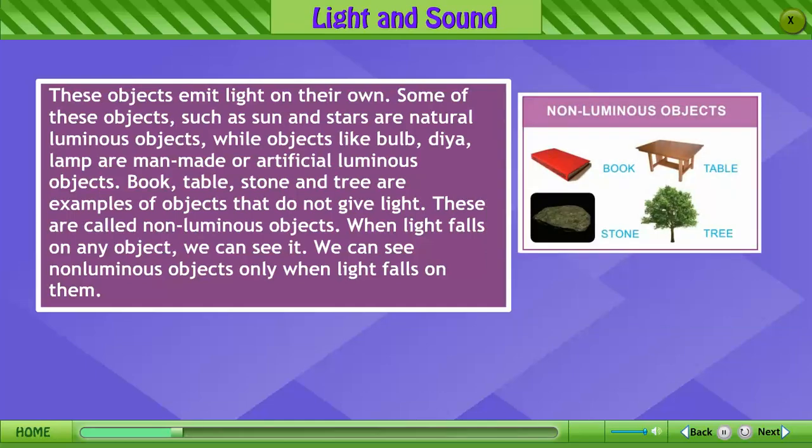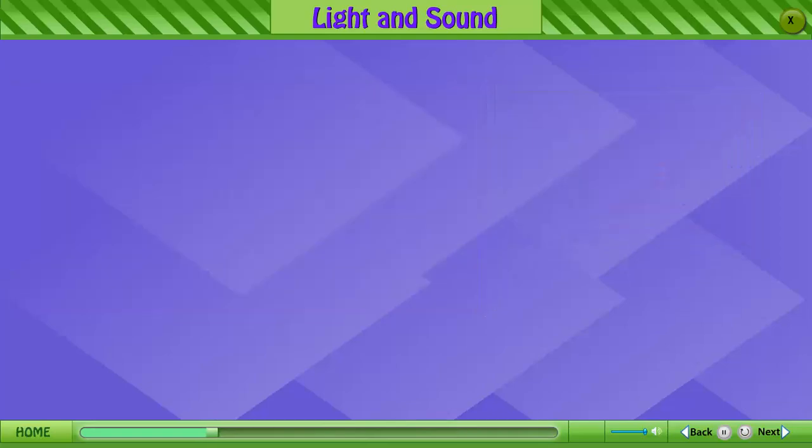Some of these objects such as the sun and stars are natural luminous objects, while objects like bulb, diya, lamps are man-made or artificially luminous objects. Book, table, stone and tree are examples of objects that do not give light. These are called non-luminous objects. When light falls on any object, we can see it. We can see non-luminous objects only when light falls on them.